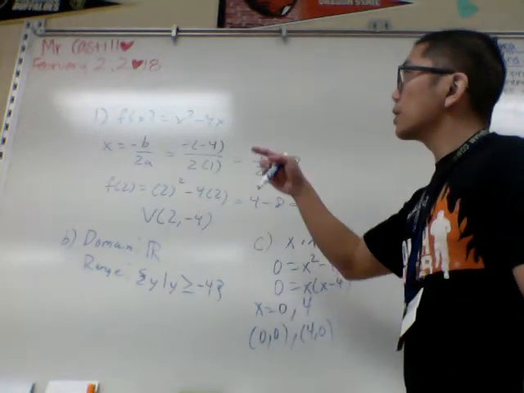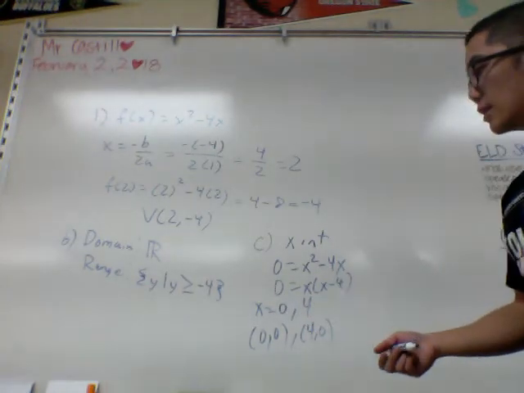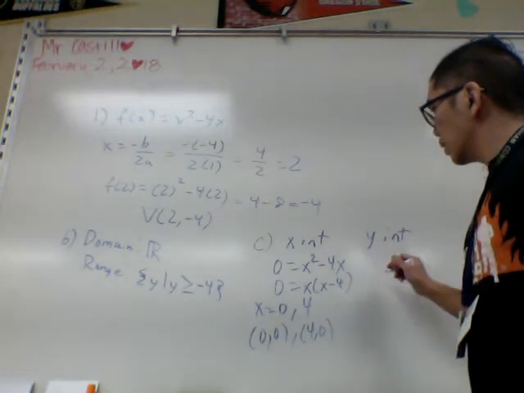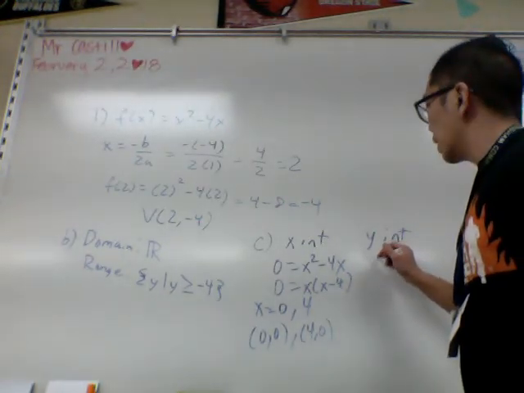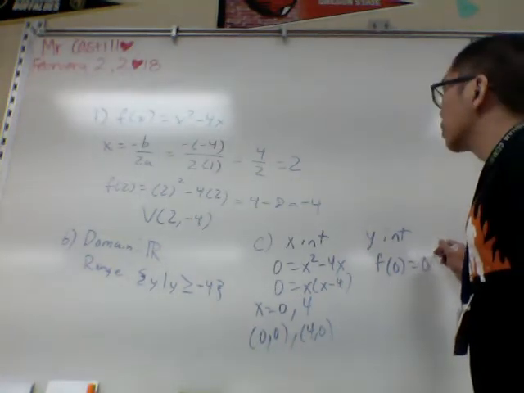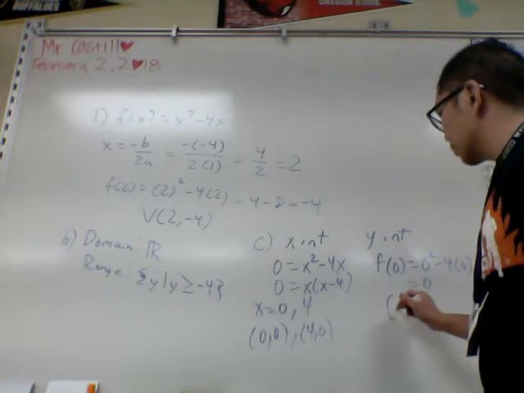And your y-intercept's pretty straightforward. You just plug 0 in for x. And your y-intercept is just f of 0, which is equal to 0 squared minus 4 times 0. So that's 0.